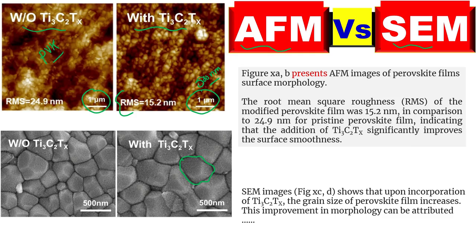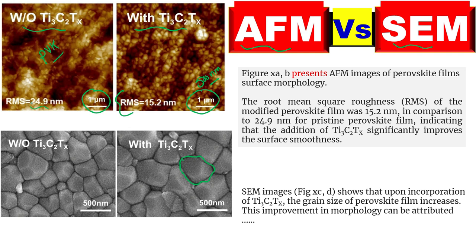it will be very difficult to compare both surfaces. So here we can see that in this pristine or pure film, we have grains, but very small in size. Because of those smaller grains, we have a larger root mean square value here. This is around 25 nanometer.